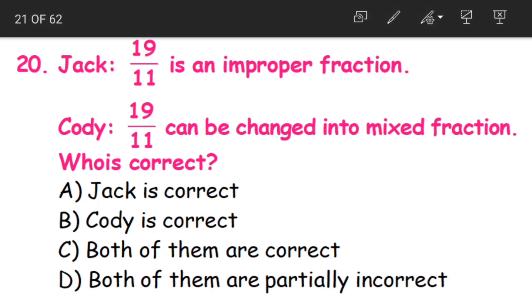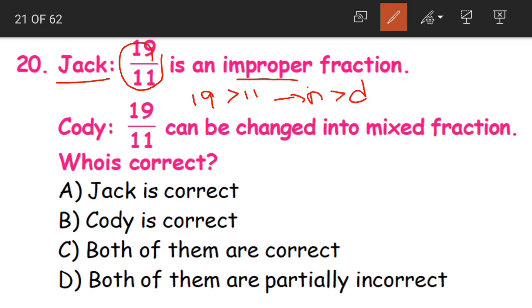Who is correct? If you take the first statement, 19 by 11 is an improper fraction. For the fraction 19 by 11, 19 is greater than 11. That is nothing but our numerator is greater than the denominator. So it is an improper fraction. Yes, what Jack is saying is correct. He is telling the correct thing, that our given fraction 19 by 11 is an improper fraction.